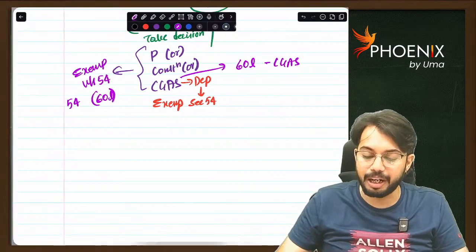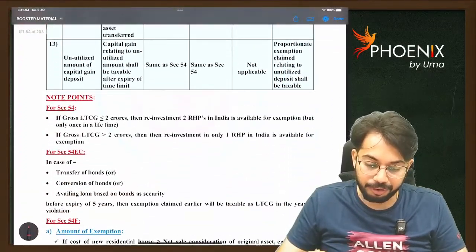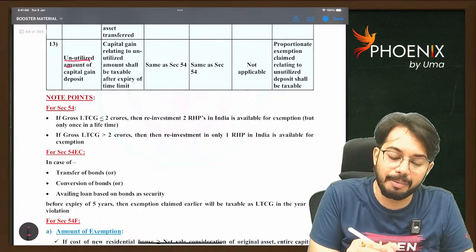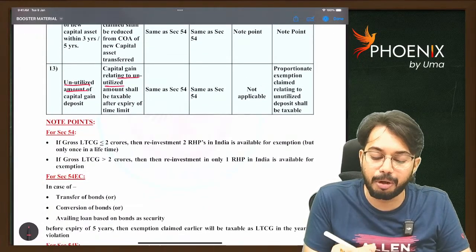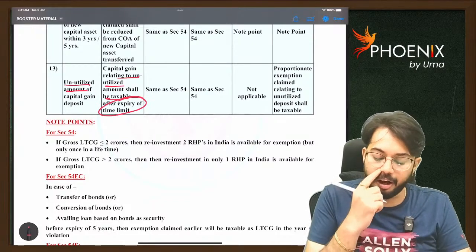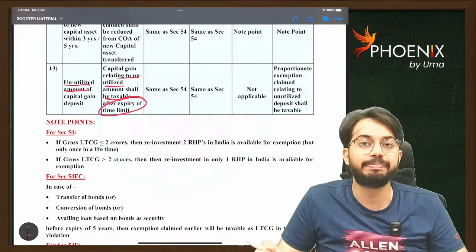That is the concept relating to section 54. You can see the unutilized amount in the capital gains deposit scheme. Capital gain relating to the unutilized amount shall be taxable after expiry of the time limit. Is it clear?